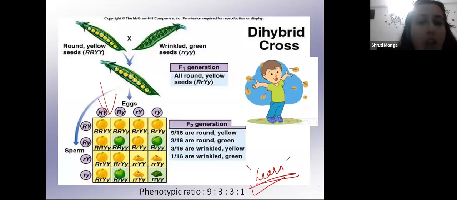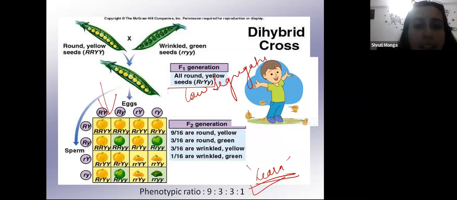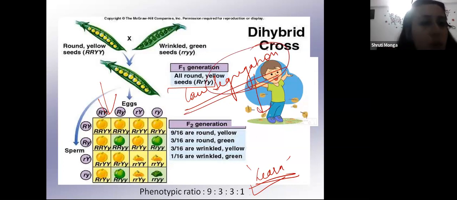Okay. So here in the F2 generation, only one law of segregation. What is the meaning of law of segregation? What is the meaning of segregation? I'll just quickly cover it. Okay. Segregation means separation.